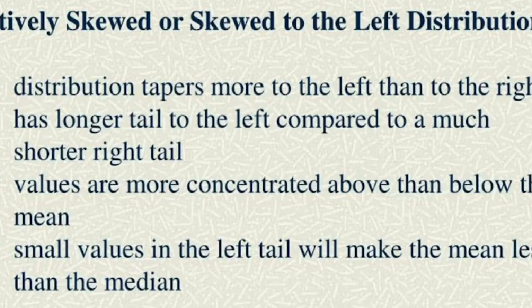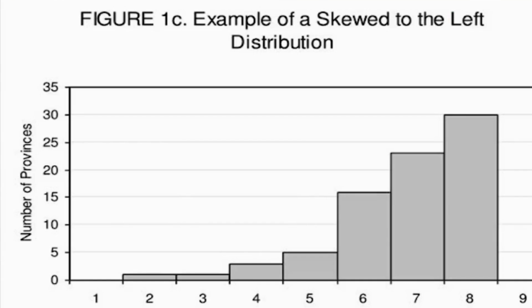Next, we also have the negatively skewed or skewed to the left distribution. The distribution tapers more to the left than to the right. It has a longer tail to the left compared to a much shorter right tail. It is also more concentrated above than below the mean, and small values in the left tail will make the mean less than the median. Here is the example of a skewed to the left or negatively skewed distribution, wherein we could see the thin end tail of the graph goes to the left part of the curve. This happens when most of the scores of the students are above the mean.